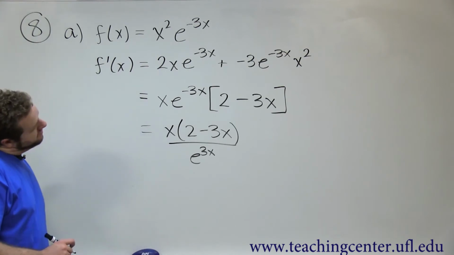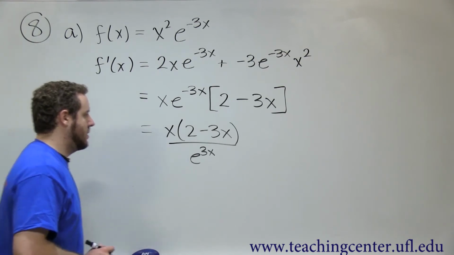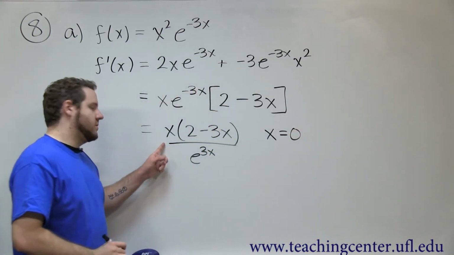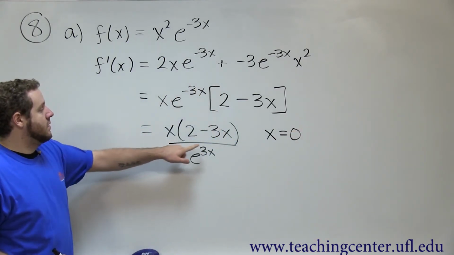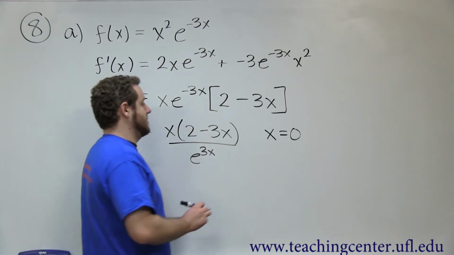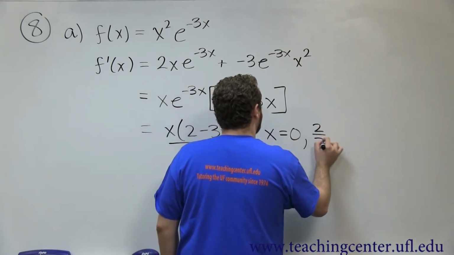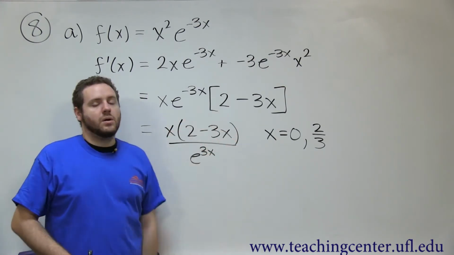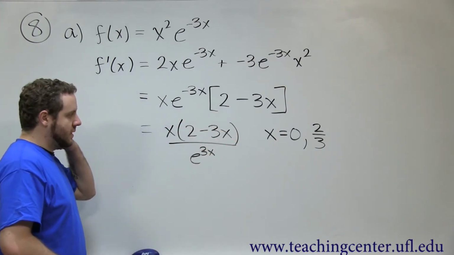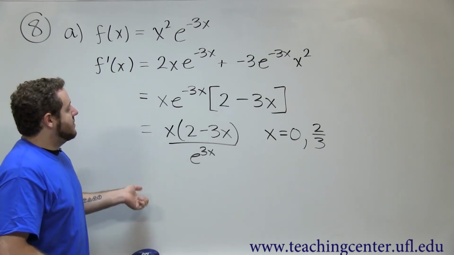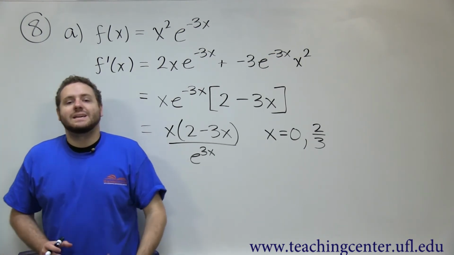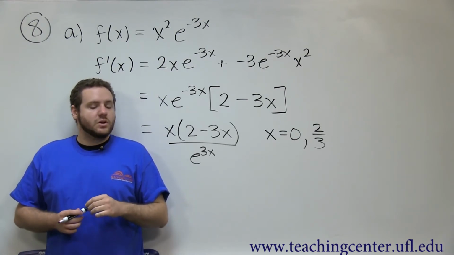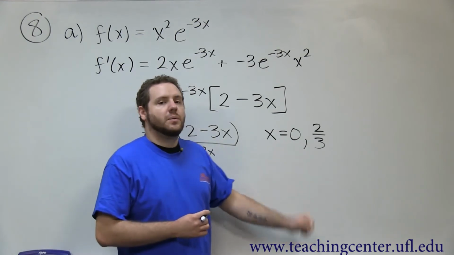Well, it would be 0 if the top was equal to 0. If the top is equal to 0, that means x could be 0, because we just have x here, or x could be 2/3, because if x was 2/3, that would make this part in parentheses equal to 0. It could be undefined whenever the denominator is equal to 0, but e to any power could never be 0, so we don't have to worry about that. So then these are our only two critical numbers.